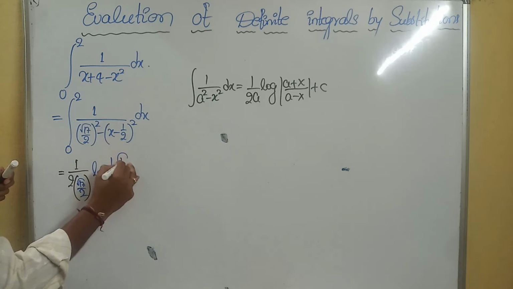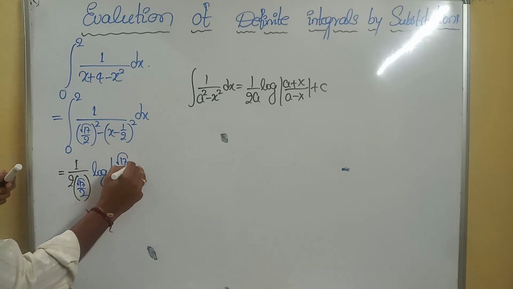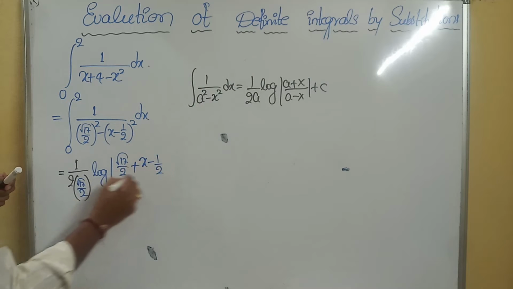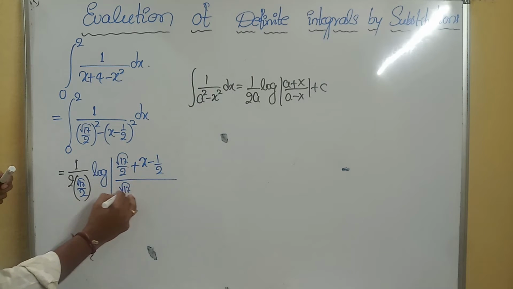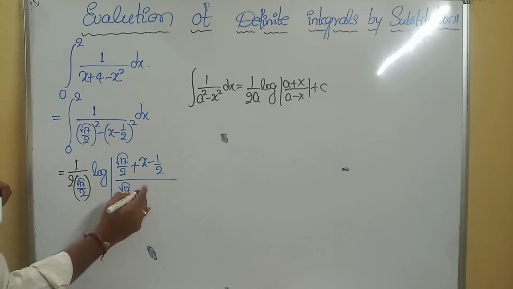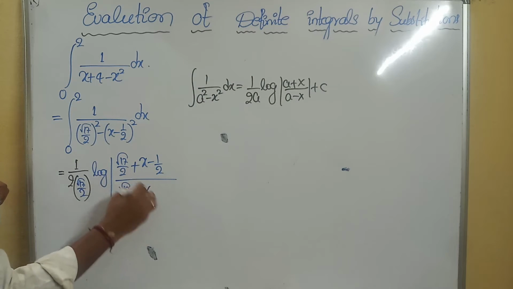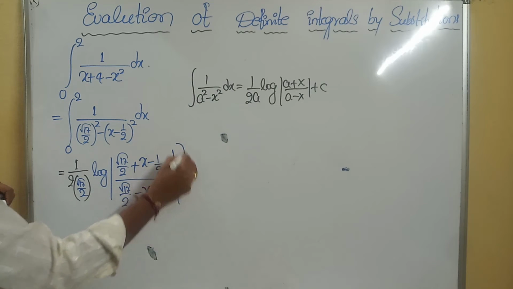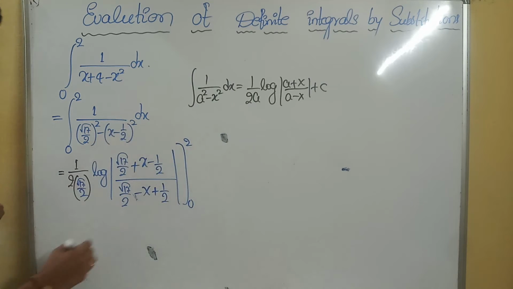A means root 17 by 2 plus x minus 1 by 2, denominator root 17 by 2 minus (x minus 1 by 2). What I had written is not plus, it will be minus, and minus or minus will be plus 1 by 2. Got it? The limits are 0 to 2. First of all, I need to simplify.